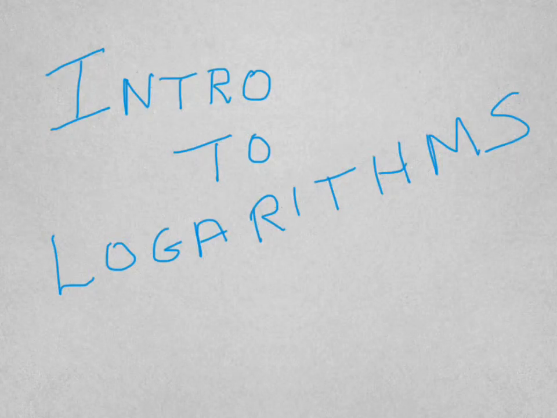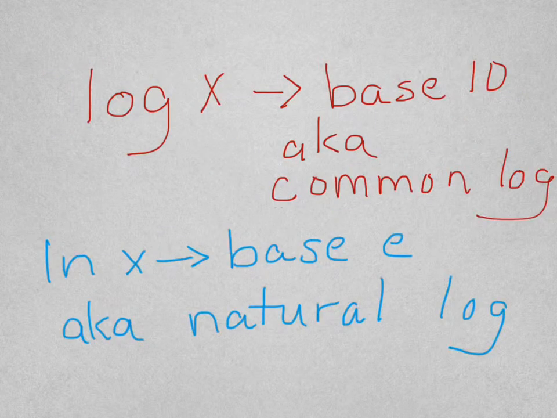Okay, here we go with Intro to Logarithms. The two types of logs that you can use in your calculator are log x, which is a base 10 system, also known as a common log. We also have a natural log of x, ln x. It's in a base e system, and again, we call this a natural log. It's used predominantly when you have a base of e. All other logs need to be converted to the base 10 system in order to do the calculations.